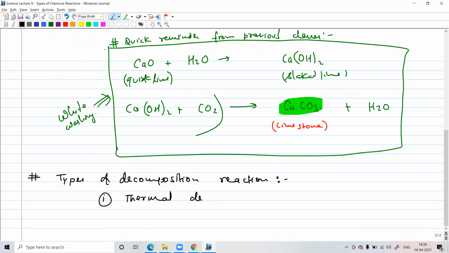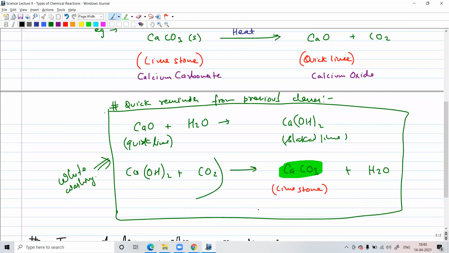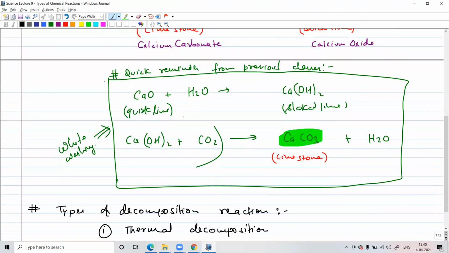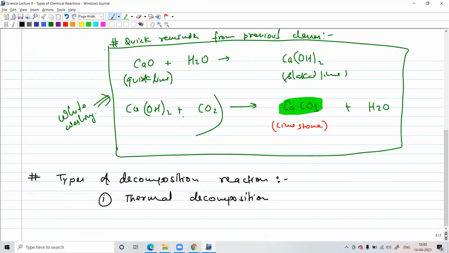Thermal decomposition. Can you relate to what thermal means? Whenever you decompose something by giving it some amount of heat, then that kind of decomposition reaction will be called a thermal decomposition reaction. So this classification, what we are talking about.